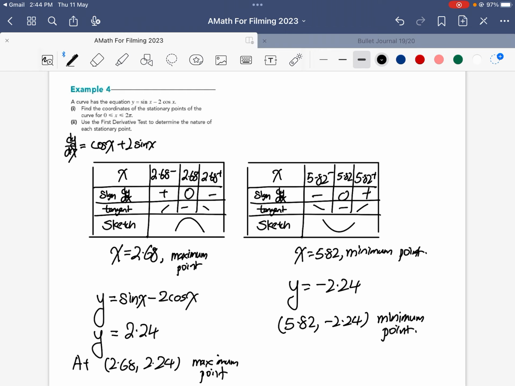So this is how we mesh what we have learned in the earlier chapters with this current chapter. And that's it for the video presentation for 15.1.